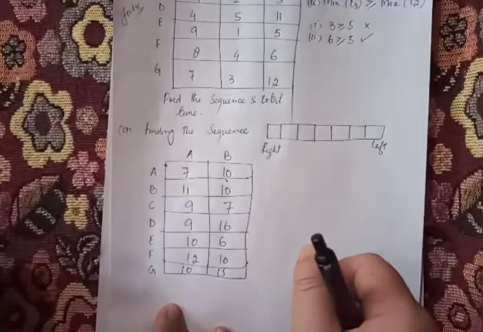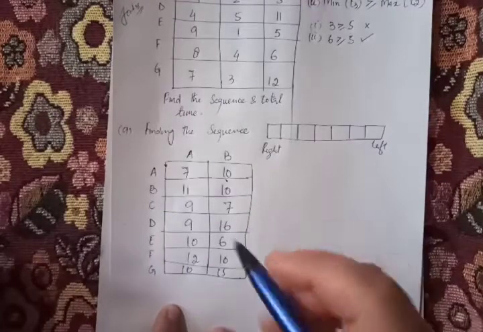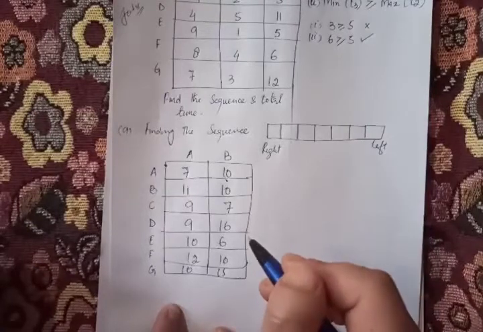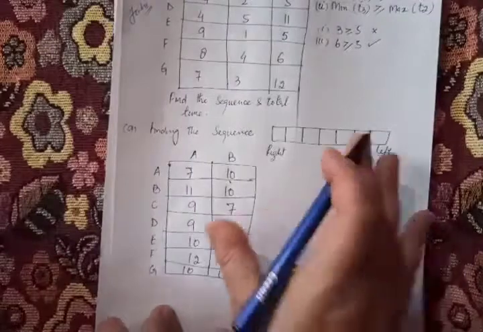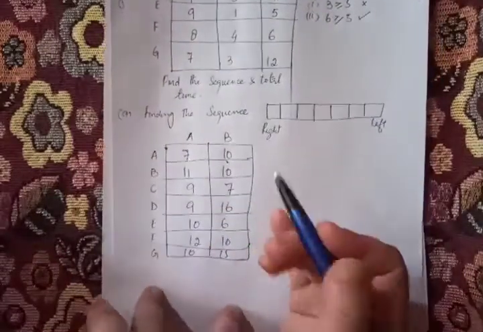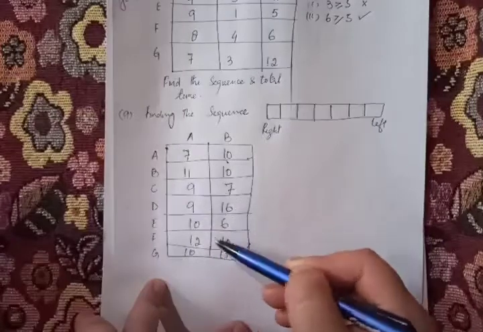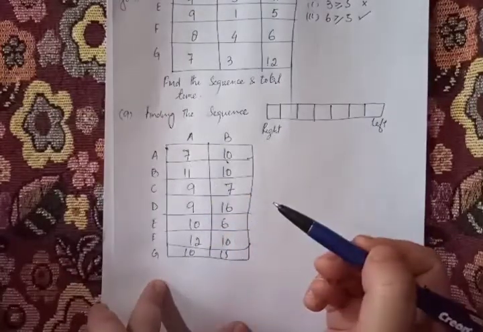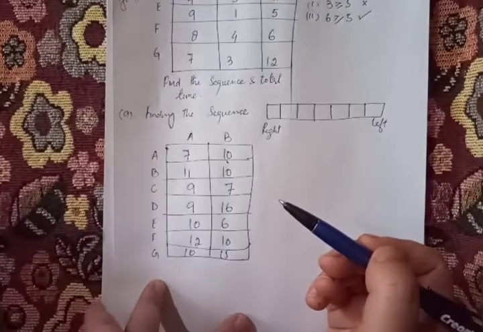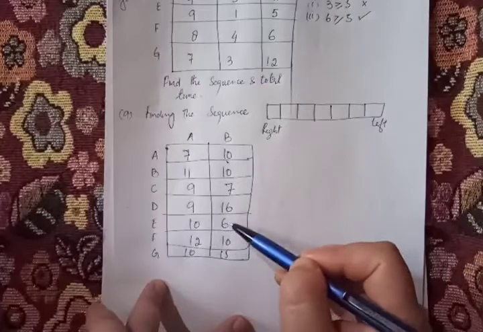Clearly I can see that for this particular question we can have multiple sequences. I will design one. If you want to solve this by yourself, once again try to do it with another sequence. Okay, so you know the procedure. In order to find the sequence, we have to find the minimum processing time or value from the processing times of machine A and B. So the minimum value which I can see is 6.